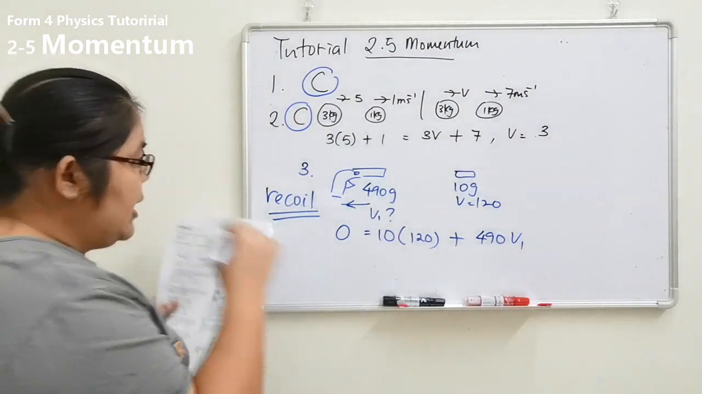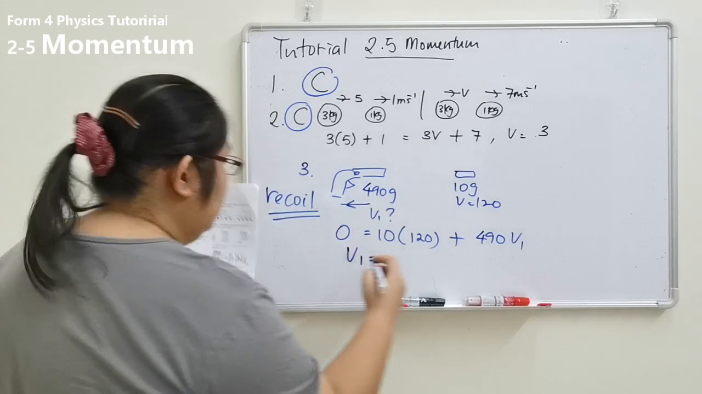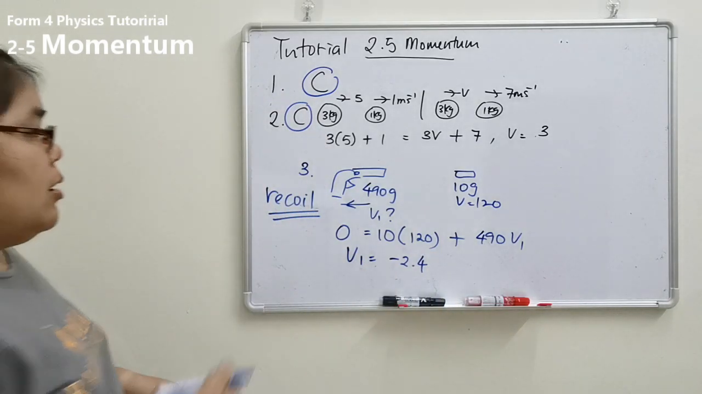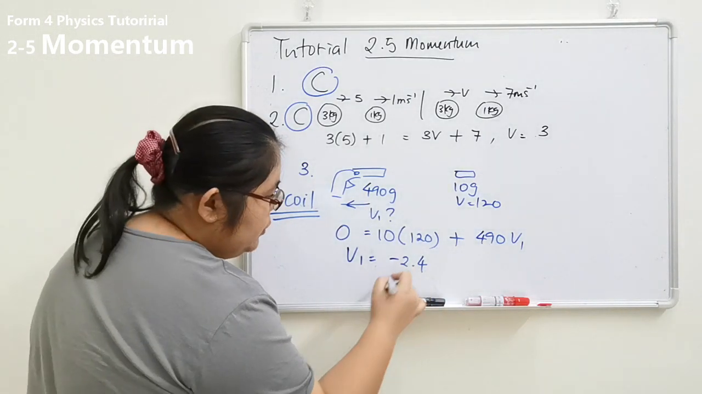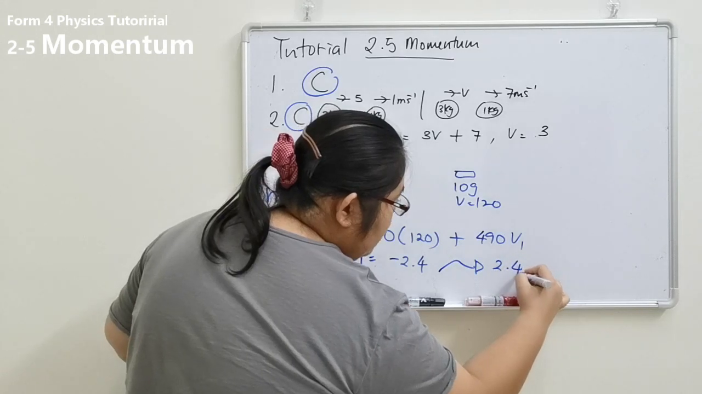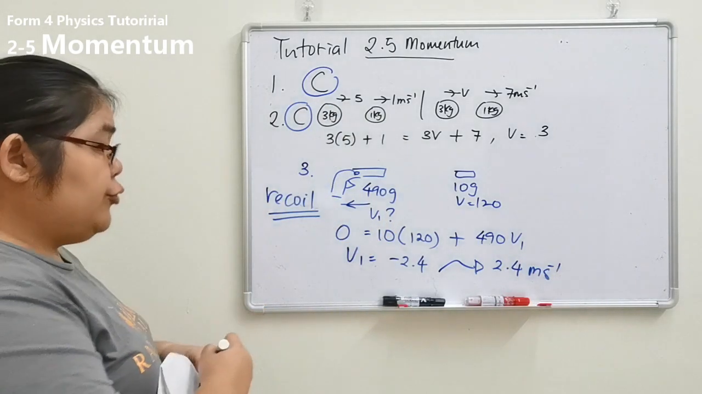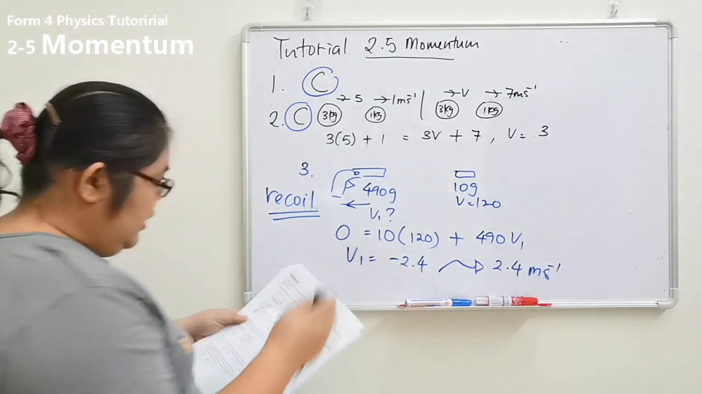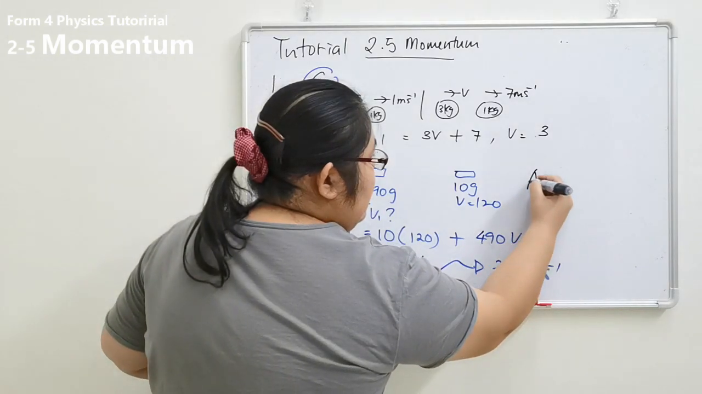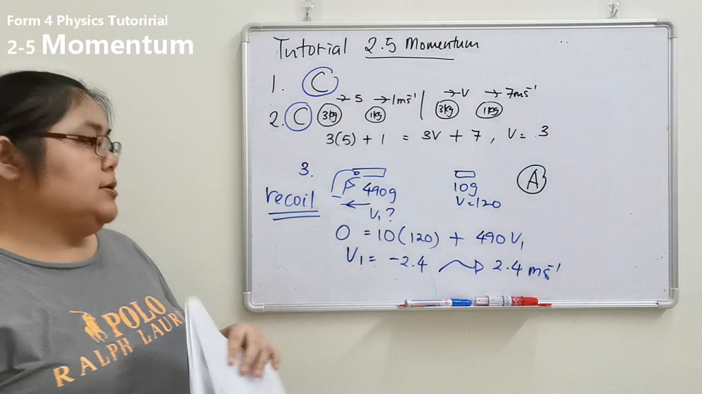Okay, now the question we get it, V1. The answer actually is negative 2.4. Okay, actually it's 2.4, because of the recoil, so we no need to put the negative. We straightforward write the answer is 2.4 ms^-1. So the answer for number 3 is A.